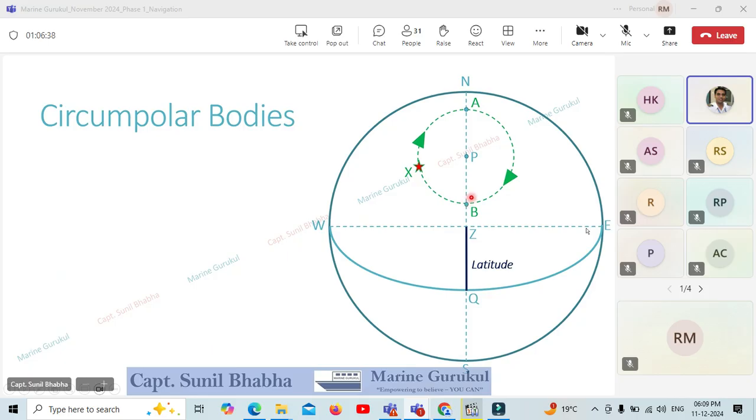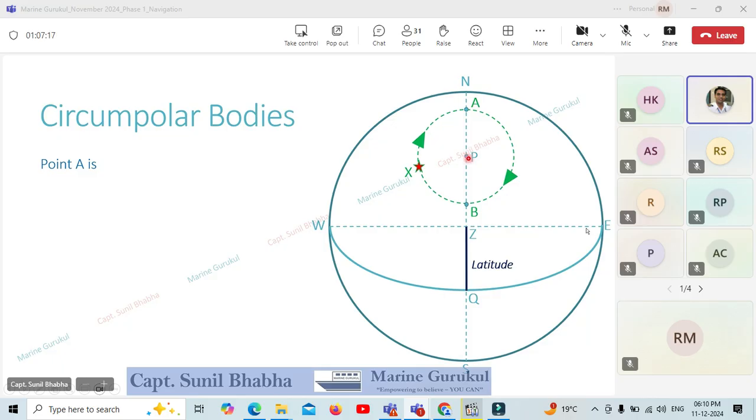Now this is only possible in case of a circumpolar body. For a normal body which is not circumpolar, it will come north or south of you, or in other words you can say it will come on your meridian only once in a day. But a circumpolar body will be north or south of you twice in a day. Roughly after an interval of 12 hours, it will be south or north of the observer 2 times in a day. Now both of these instances are called meridian passages.